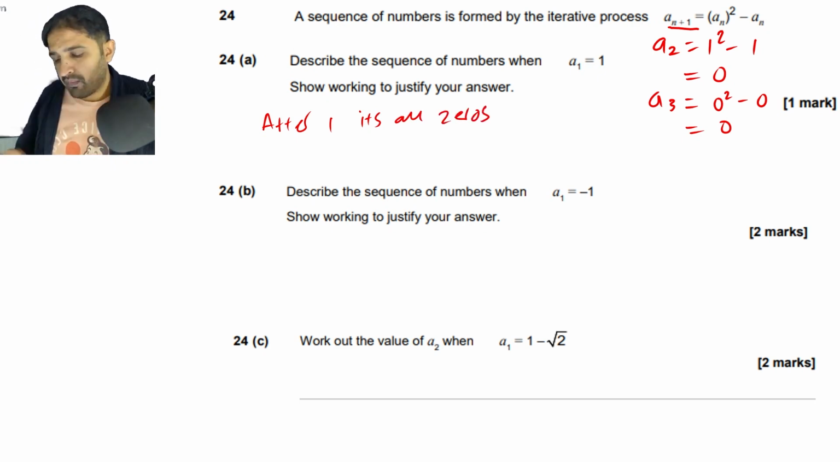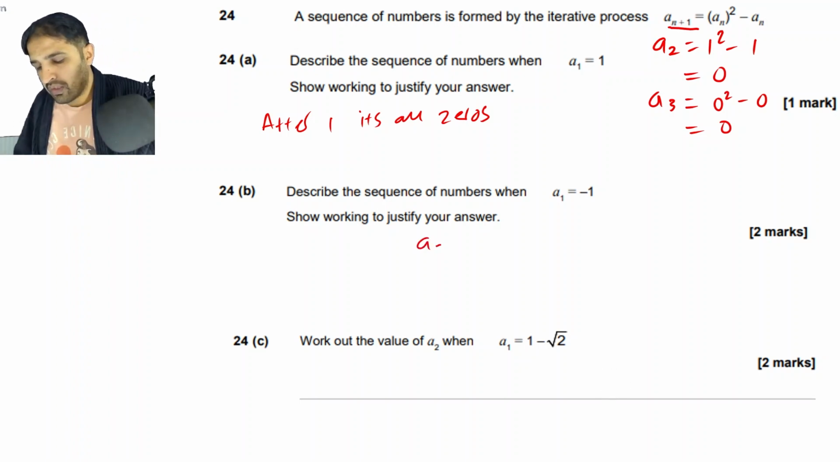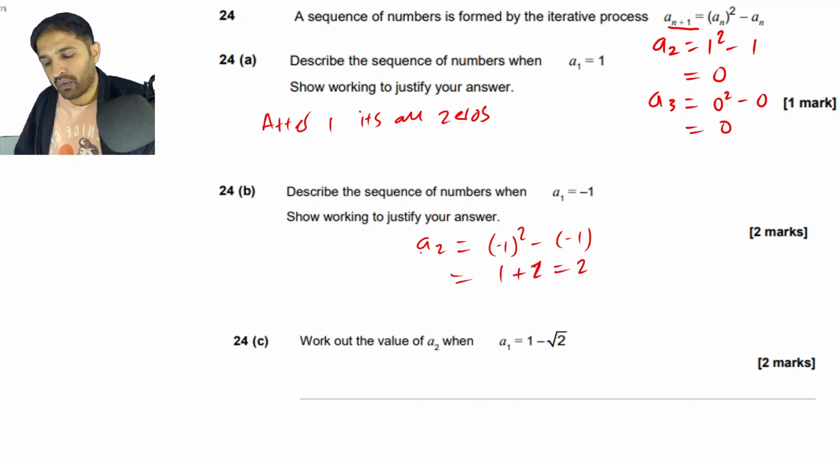Describe the sequence with the number when a1 is equal to negative 1. So again, we do the same thing. a2 is going to be a1 squared, which is negative 1 squared, take away negative 1. Okay. So negative 1 squared is 1. Take away negative 1 is add 1. And that'll give you 2. So a2 becomes 2.